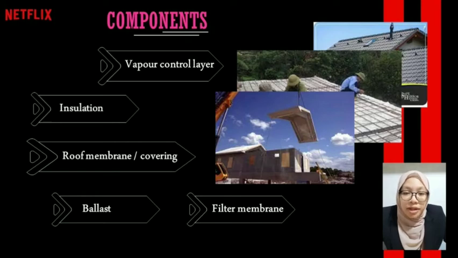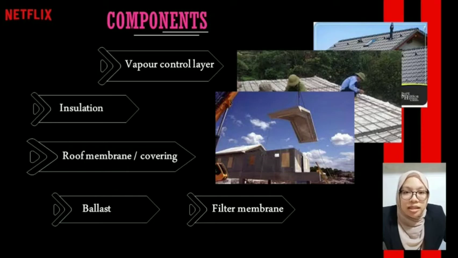Next are roof membrane or covering. Single-ply membrane, EPDM or TPO membrane can be either loosely laid or fixed directly to the deck. This membrane can be quickly installed and is easy to repair. They can also be reused, but only if they have not been mechanically fixed.